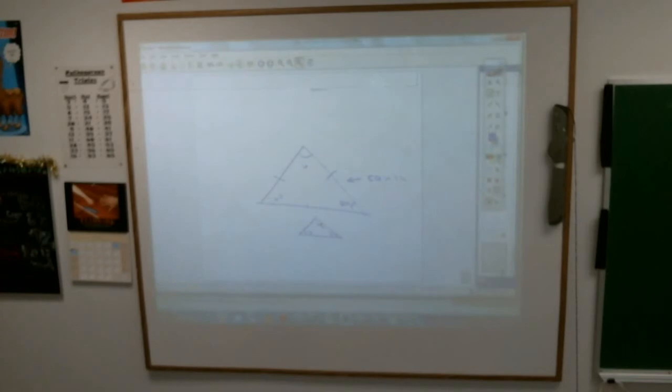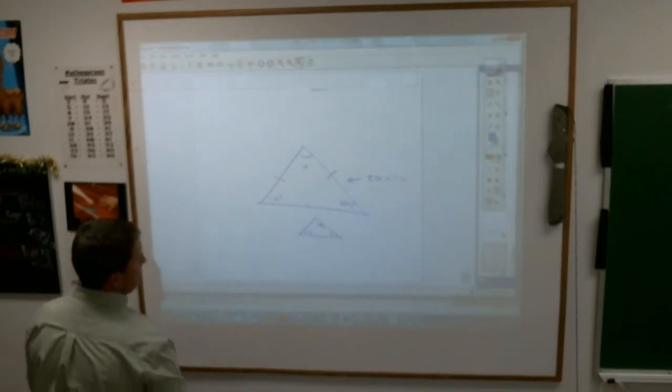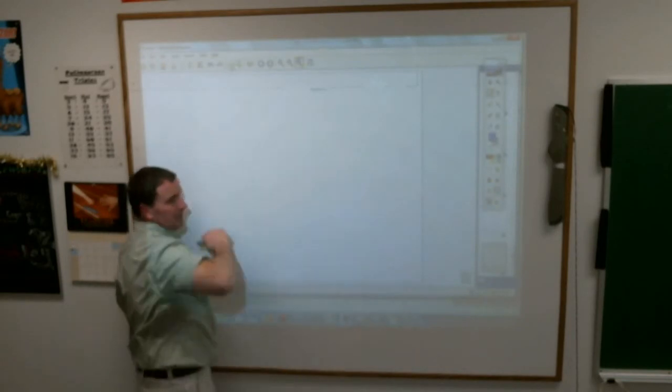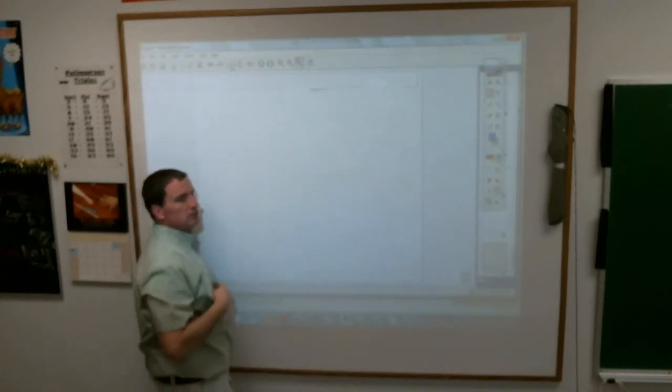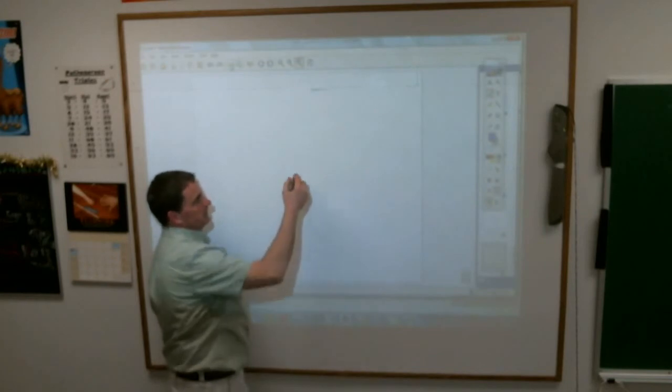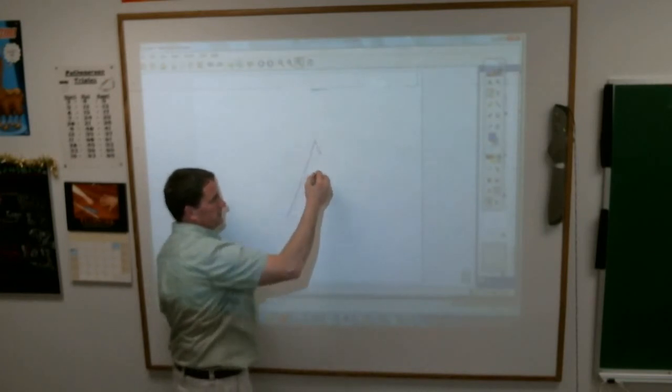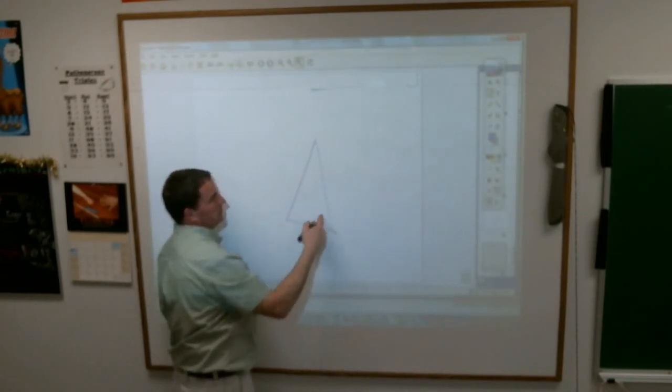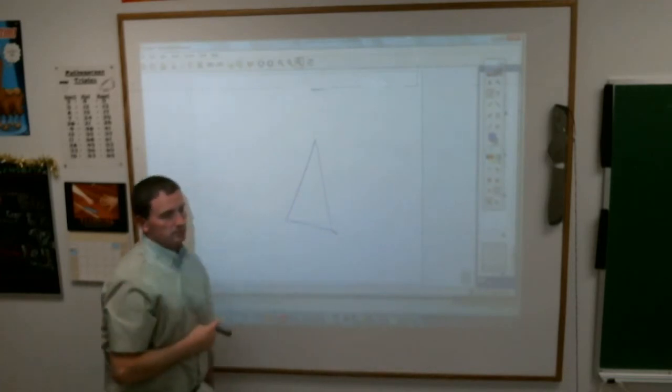What about letter C? All acute triangles are equilateral triangles. True or false? Brooke, false, because you could have a triangle that looks like this. Those are all acute angles, but this certainly isn't equilateral.